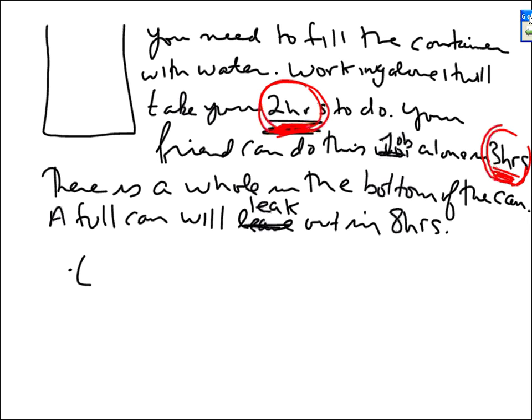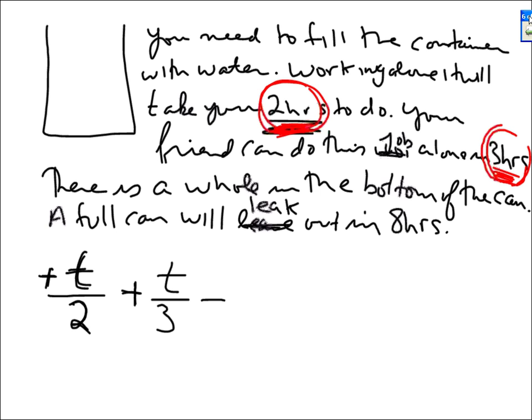Well, you are going to add t over 2. Your friend is going to add t over 3. Your friend is going to work for t hours, and it normally takes her 3 hours to fill. You're going to work for t hours, and it's going to take you 2 hours to fill. You are contributing to filling the can, hence the plus. The leak is removing water. Okay, we are taking out water.